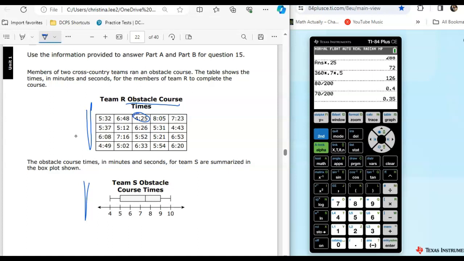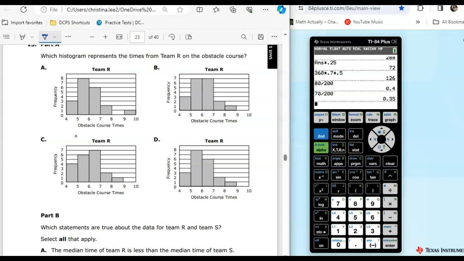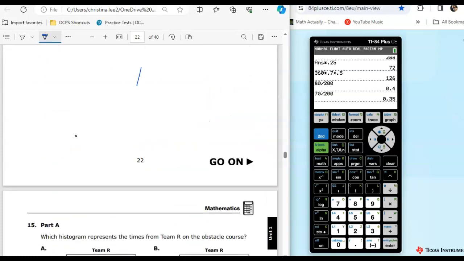So we have 4 minutes and 25 seconds, 4 minutes and 43 seconds, 4:49. That means there are three numbers that are between 4 and 5. Looking at my chart, I can eliminate C, because C has 4 between 4 and 5.